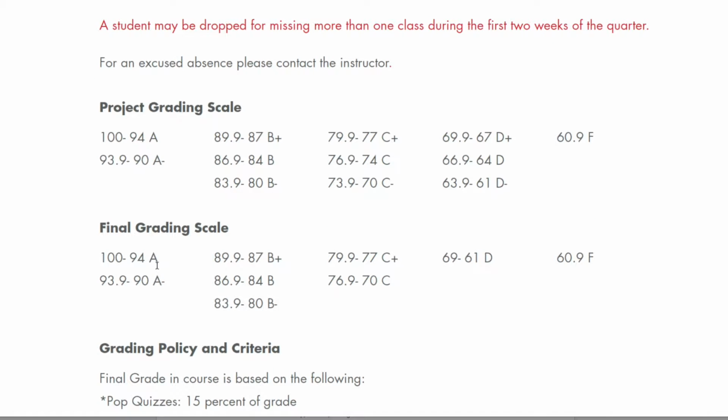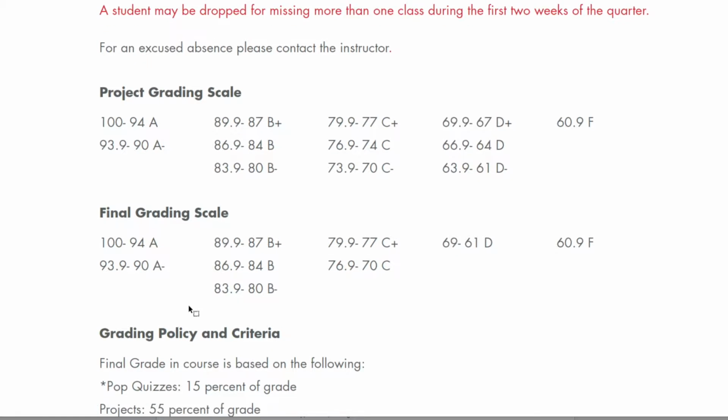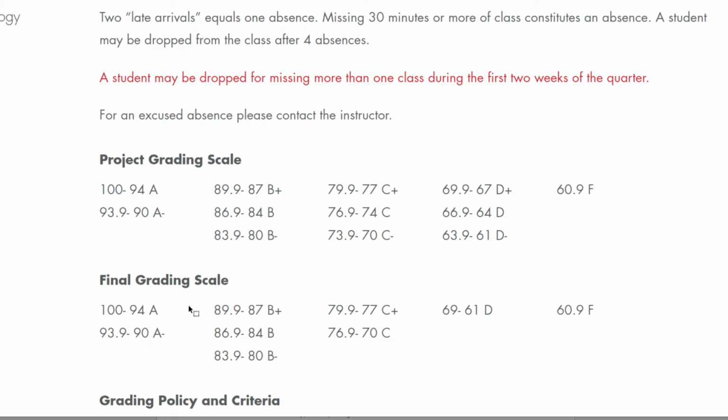This is the grading scale. You'll notice that there are two grading scales. This is the final grading scale. De Anza does not have C minuses, D pluses, or D minuses. I don't know why, but there's a little bit of a variation there, okay? The grading policy. This is what the grades are determined by.